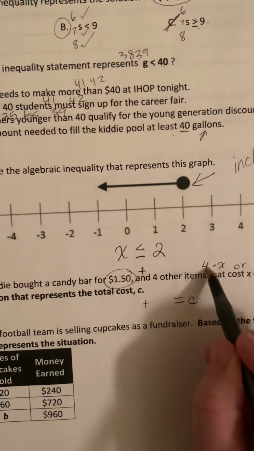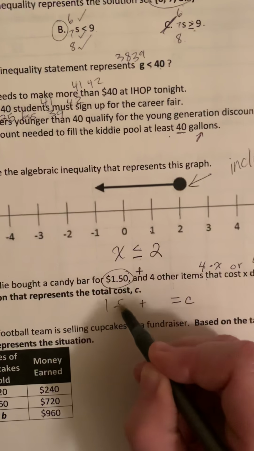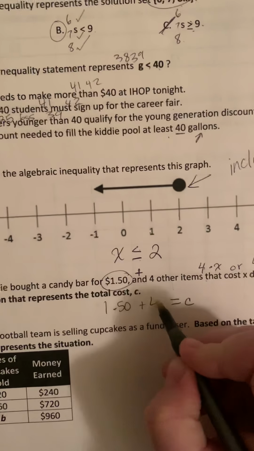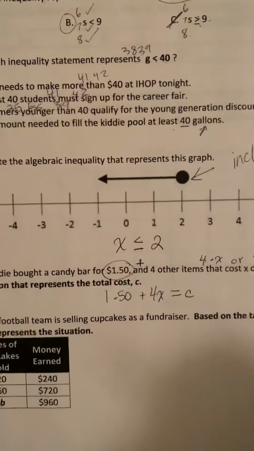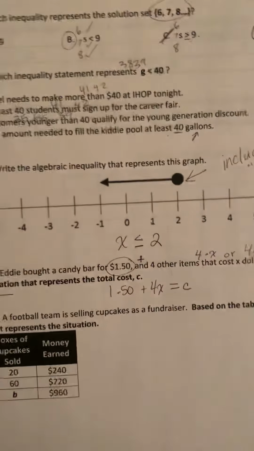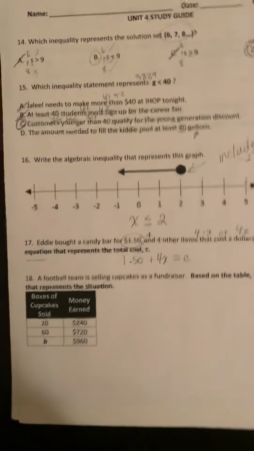I am adding in my information of $1.50 plus 4X, and that will equal C. And that's the equation for this one. You didn't have to solve it. You just had to write the equation.